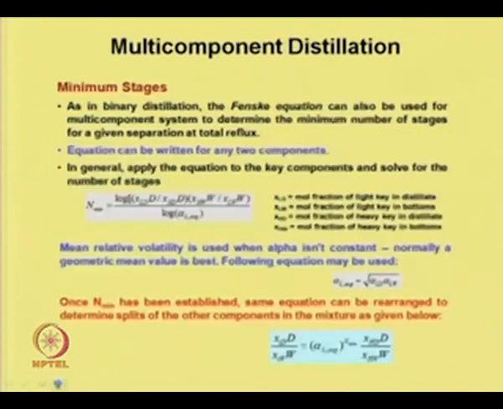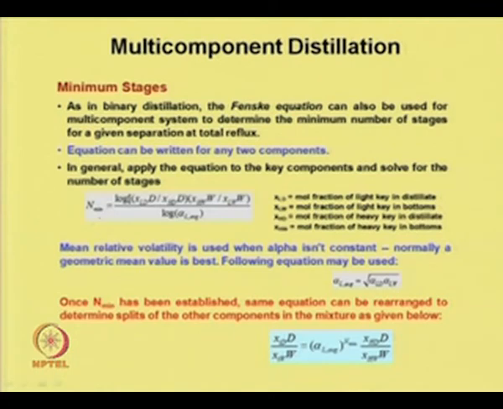Now, for multi-component systems, how do we obtain the minimum number of stages? As in binary distillation, the Fenske equation can be used for multi-component systems to determine the minimum number of stages for a given separation at total reflux. Equations can be written for any two components. In general, apply the equations to the key components and solve for the number of stages.